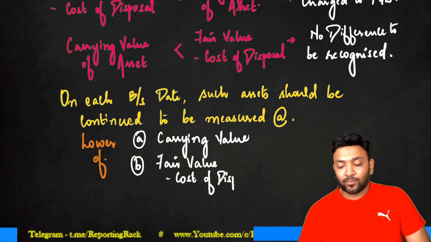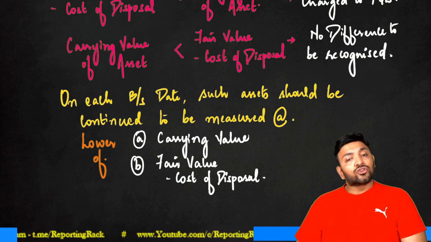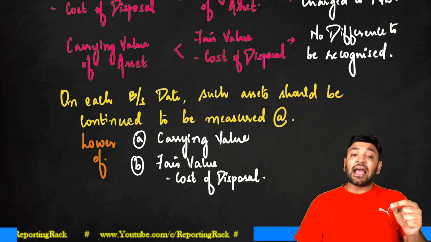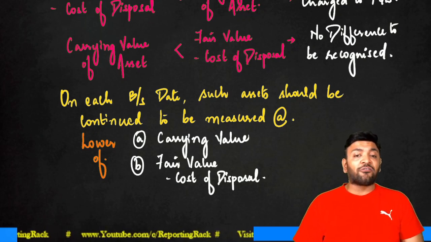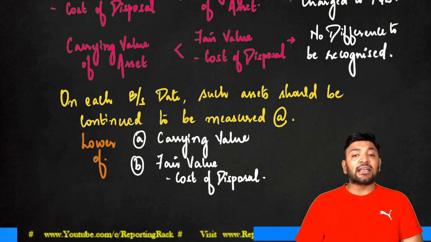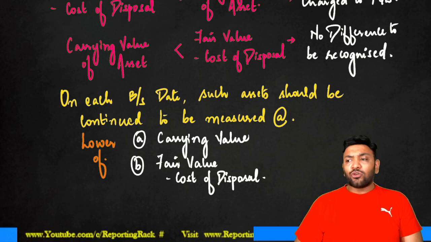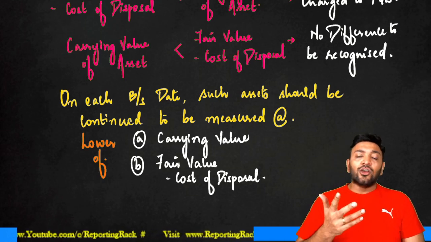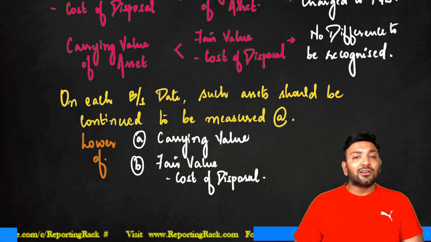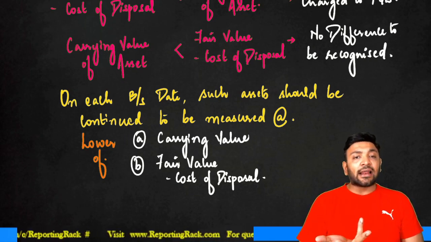Clear? So you will continue to keep on measuring even on balance sheet date at carrying value or fair value, whichever is less, for a non-current asset even on the balance sheet date. Now someone might wonder, you said that the disposal should be completed within 12 months. So why does the balance sheet date even arise?